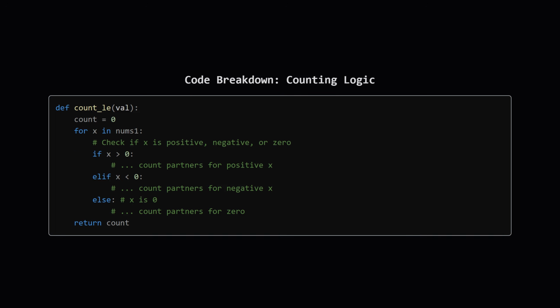Now for the counting function itself. Its job is simple. Given a value, tell us how many products are less than or equal to it. It starts a total count at 0. Then, it loops through every number x in the first list, nums1. Inside the loop, it checks if x is positive, negative, or 0, and uses a different logic for each case to find its valid partners in nums2.